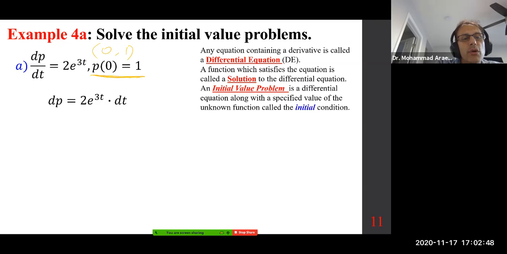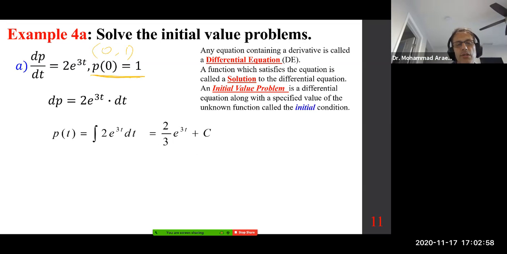When you integrate both sides, the left side gives you p of t, and the right side we do the integration, which is a simple integration, and is 2/3 e to the power of 3t plus a constant. Now, this is done if we didn't have the pair. This is just like previous examples. This is a family of functions. This is called a general solution.